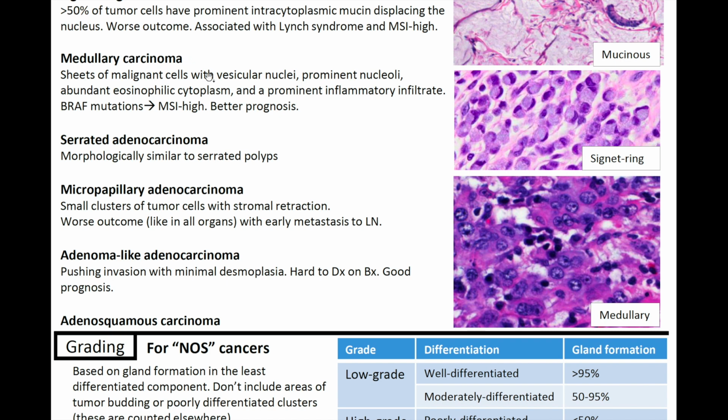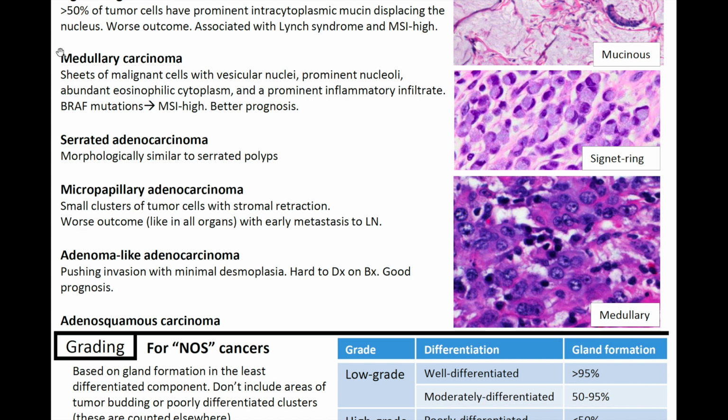MSI high, obviously we know, relates to the stability or instability of the microsatellite proteins. Those are commonly checked if a diagnosis of colon cancer is made, or actually they're more commonly being done for a lot of cancers other than just colon cancer.